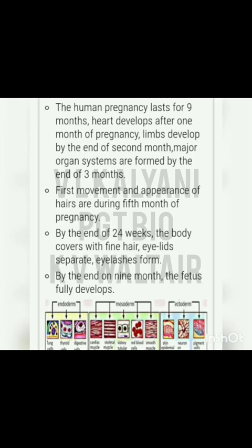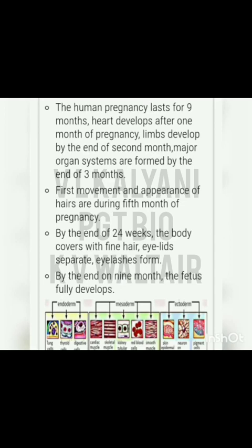At the end of the 5th month, they can observe the first movement of the baby and the development of hair on the head. At 24 weeks, the second trimester, that is completion of 6 months, the body will be covered by fine hair, eyelids will be formed and separate, eyelashes will be formed, and at the end of the 9 months, the embryo, the young one, will be fully developed and ready for delivery.